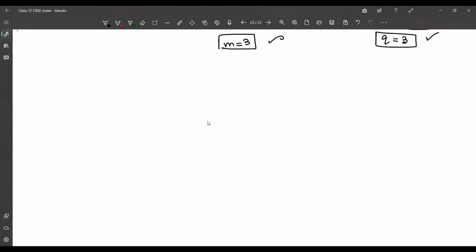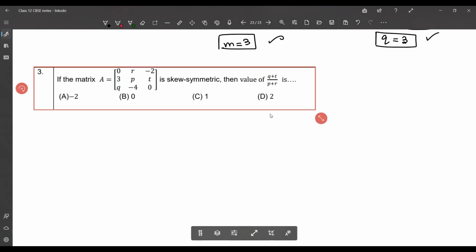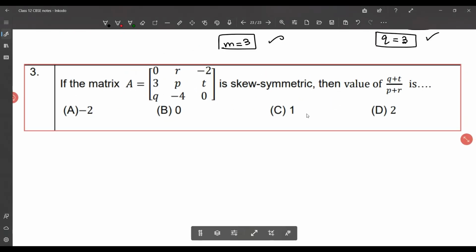Question number 3. If the matrix is skew symmetric. So what do we know about skew symmetric matrices?